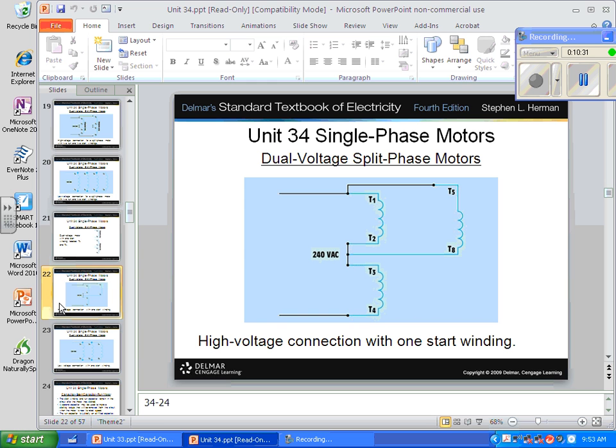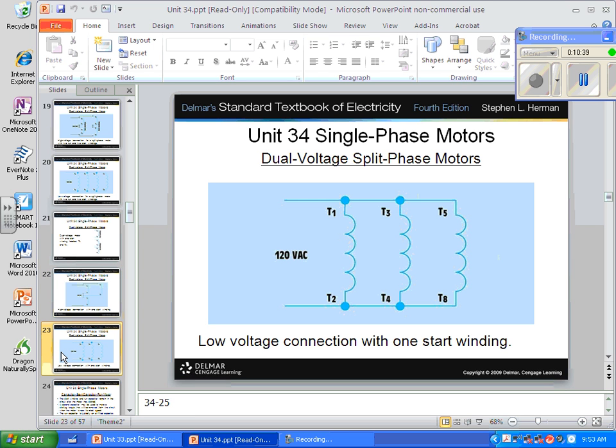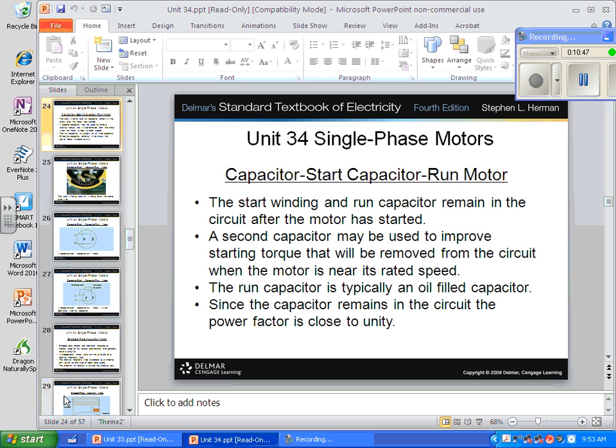Okay. Dual voltage split phase motors, high voltage connection with one start winding. Only has one start winding. Dual voltage split phase motors. This is the low voltage connection with one start winding again.